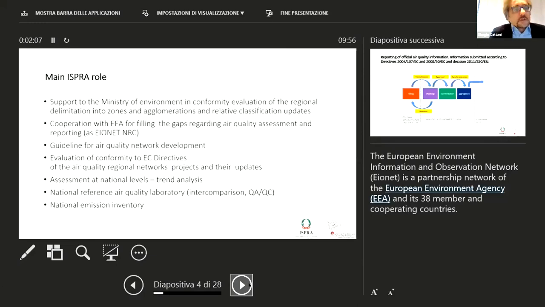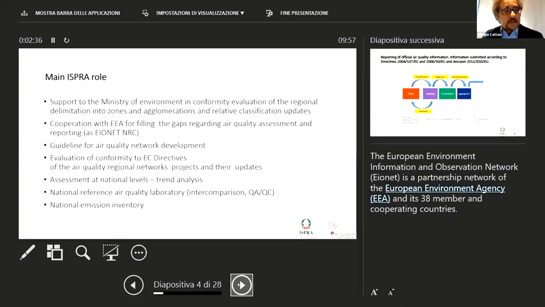The main ISPRA role is to support the Ministry of Environment in conformity evaluation of the regional delimitation into zones and agglomerations and the relative classification updates. We also cooperate with the European Environmental Agency for filling the gaps regarding air quality assessment and reporting. We develop guidelines for air quality network development.